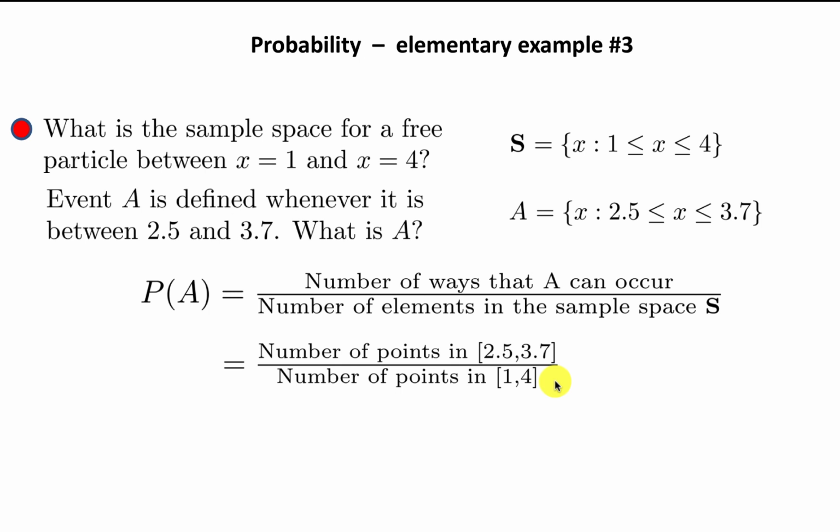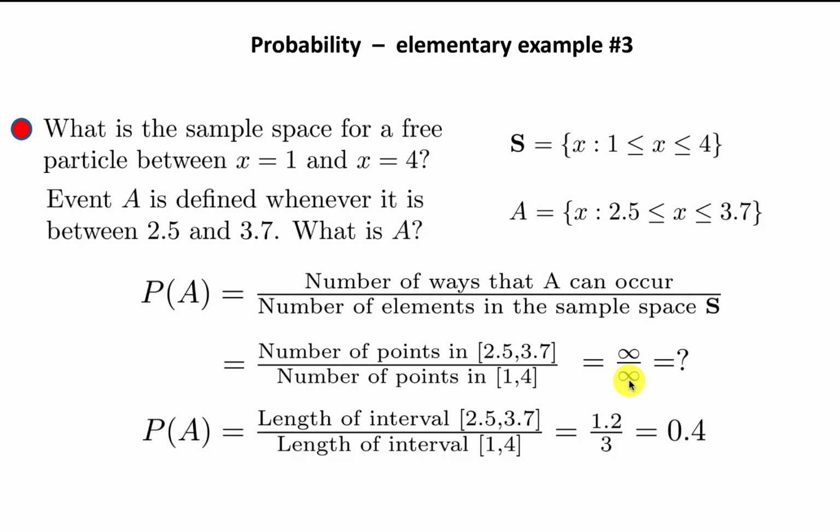Now, it doesn't make the slightest difference whether you include the endpoints or not, because the number of points between any 2 points on the real line is infinite. And so basically you're left with infinity over infinity, and you have to give this meaning. Now, one way of giving this meaning is to say that this is the length of the interval between 2.5 and 3.7 divided by the length of the interval between 1 and 4, and so that's 1.2 divided by 3, and that's 0.4. And this certainly makes a lot of sense, but it's not very rigorous from the point of view of mathematics, in particular that which is called measure theory. We will have to get a little more sophisticated in order to handle continuous probabilities, but that will come a little bit later.